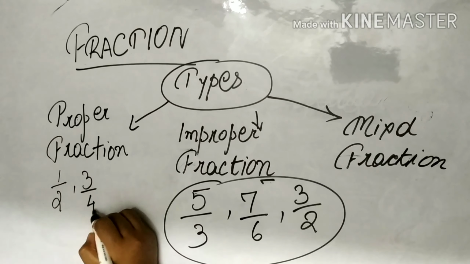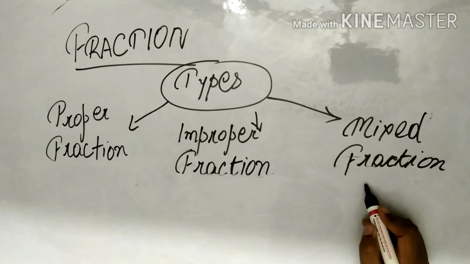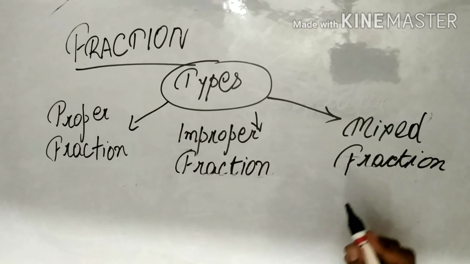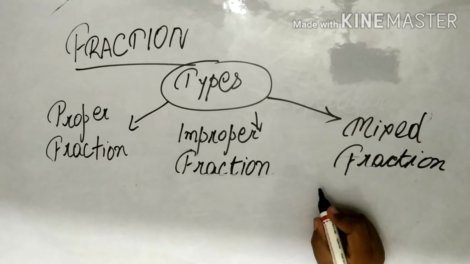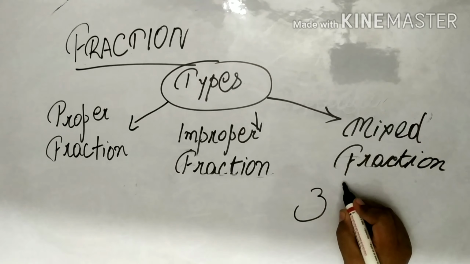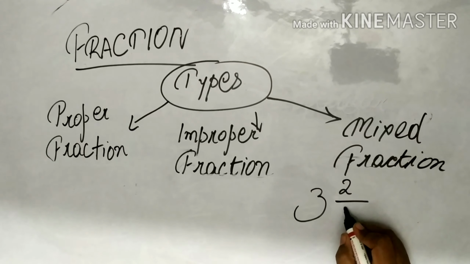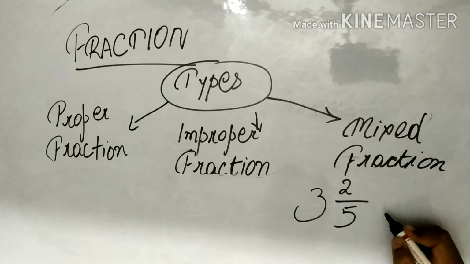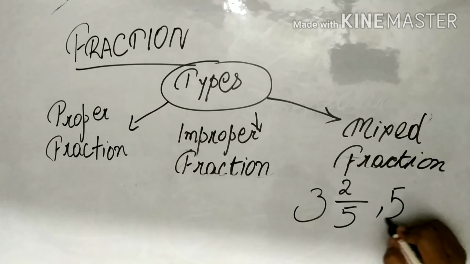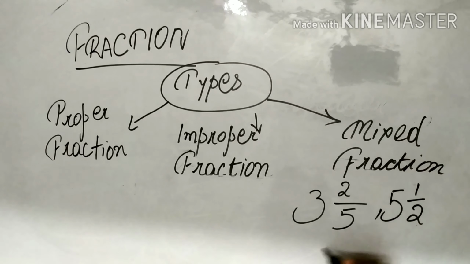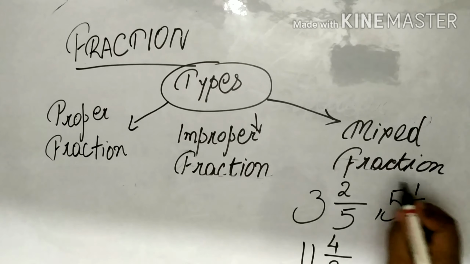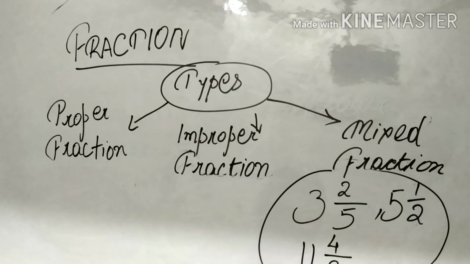3 by 4. Now talking about mixed fractions, the fractions which have a whole number and a fraction. For example, we express the number as 3 2 by 5. This is a mixed fraction. Or 5 1 by 2. Or 11 4 by 9. So all these are mixed fractions.